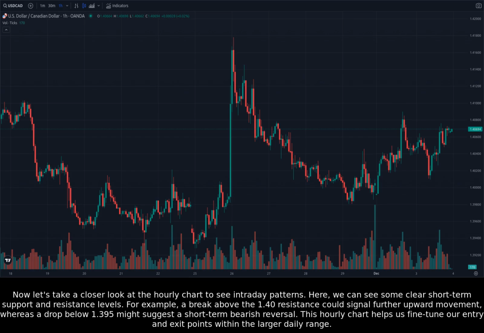Here, we can see some clear short-term support and resistance levels. For example, a break above the 1.40 resistance could signal further upward movement, whereas a drop below 1.395 might suggest a short-term bearish reversal. This hourly chart helps us fine-tune our entry and exit points within the larger daily range.